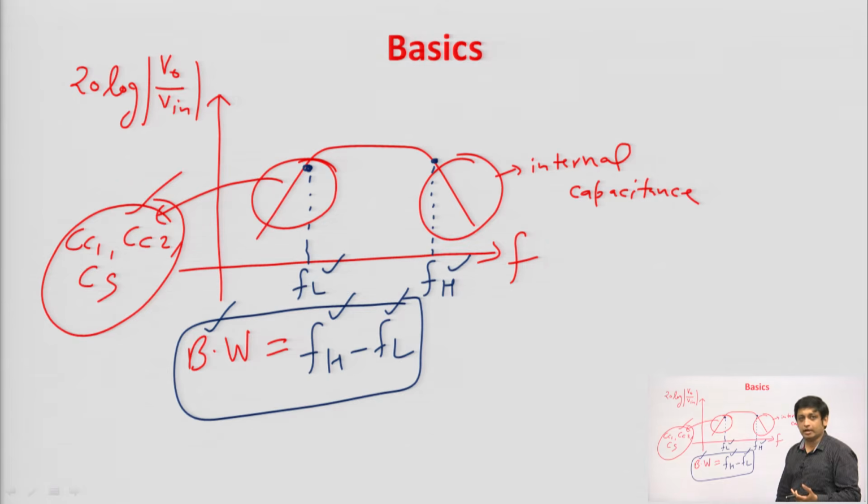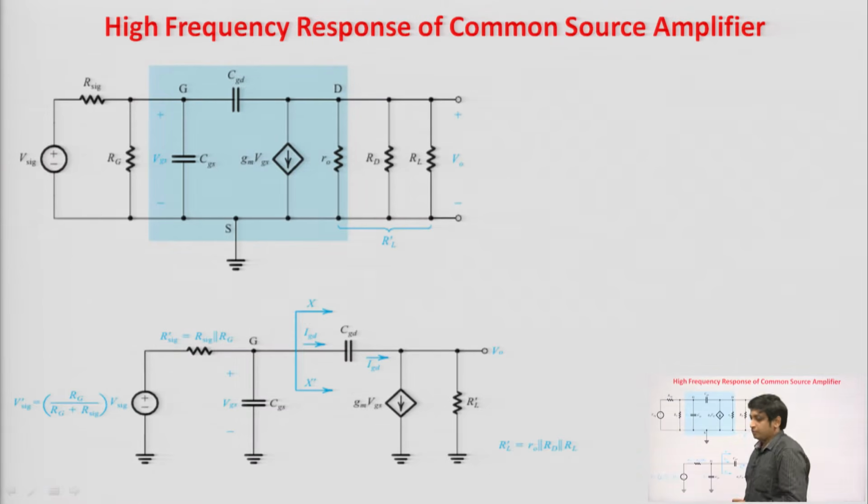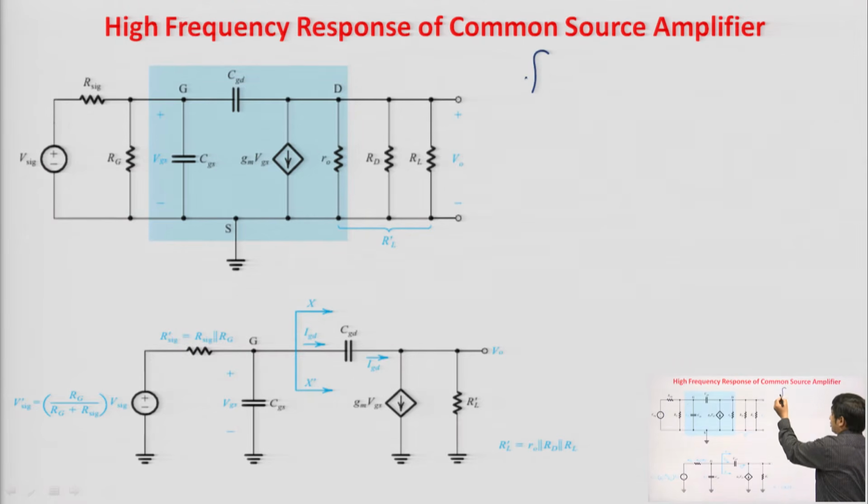Once we understand the process for the common source amplifier, the process is similar for the common emitter amplifier also. That is why we are going to study first the high frequency response and then the low frequency response. The objective is to calculate the values of FH and FL in order to calculate the bandwidth of the common source amplifier.